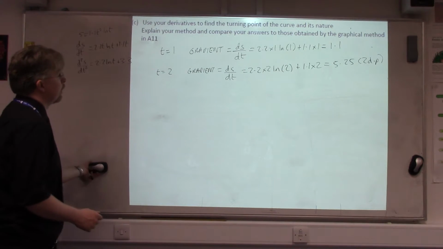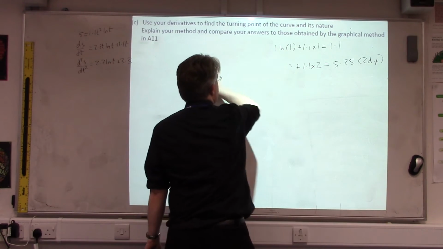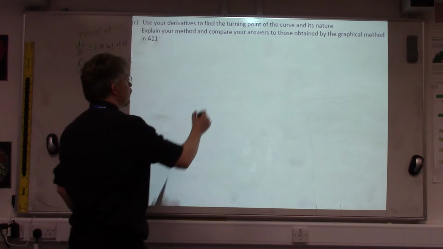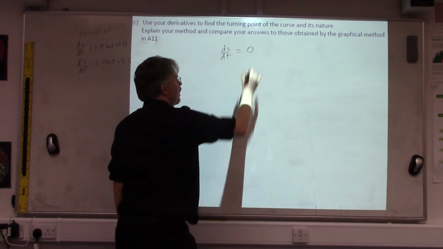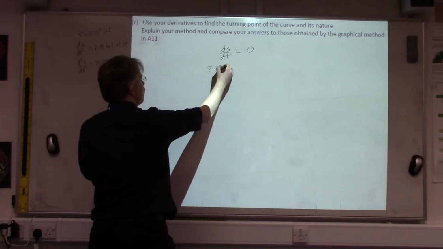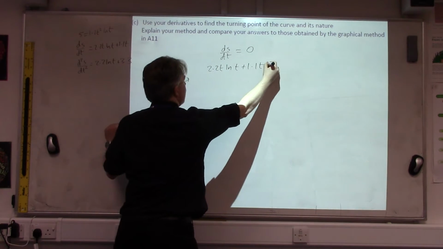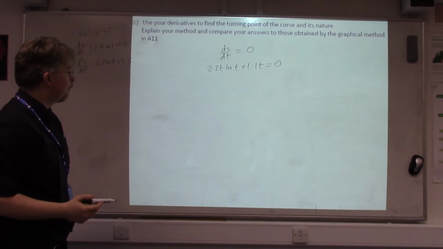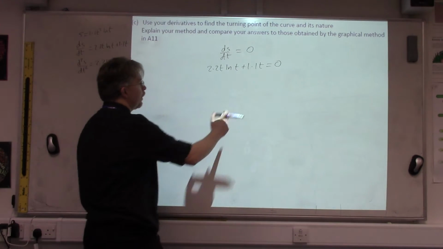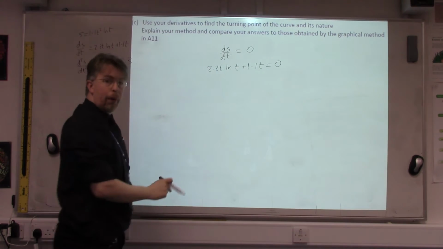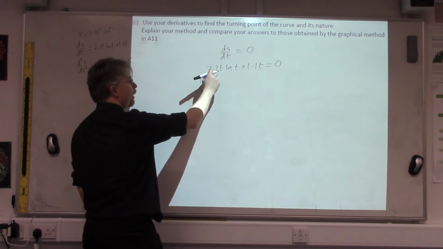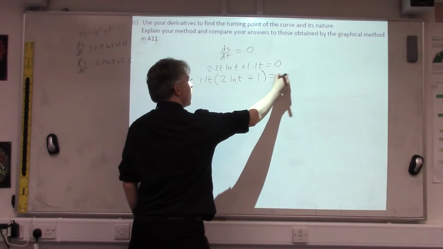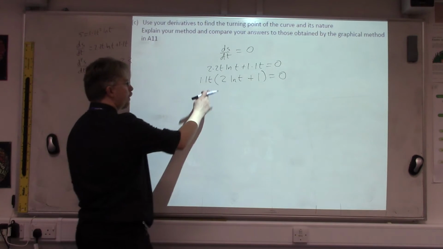Moving on to turning points. So we need to solve ds by dt is equal to 0. So in this case, 2.2t ln t plus 1.1t is equal to 0. Now in this case, I like to factorise in order to try and get solutions. So we can take 1.1t out, open bracket, we would get 2 times ln t plus 1, is equal to 0. So we get two possibilities.